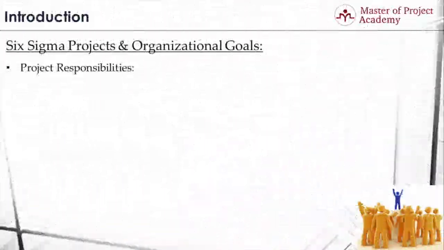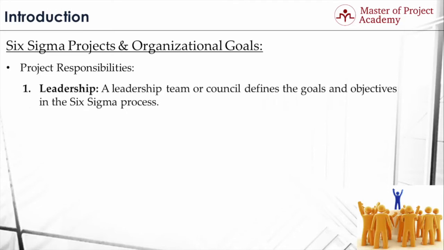There are 7 responsibilities in a Six Sigma project. We will be going over each one by one. 1. Leadership. A leadership team or council defines the goals and objectives in the Six Sigma process. Just as a corporate leader sets a tone and course to achieve an objective, the Six Sigma Council sets out the goals to be met by the team.